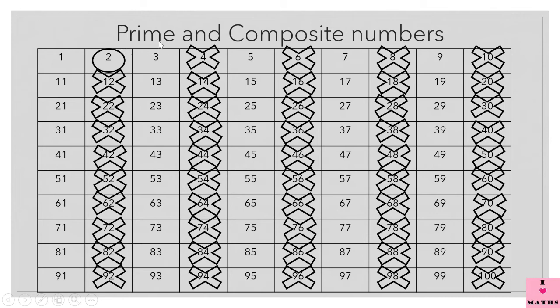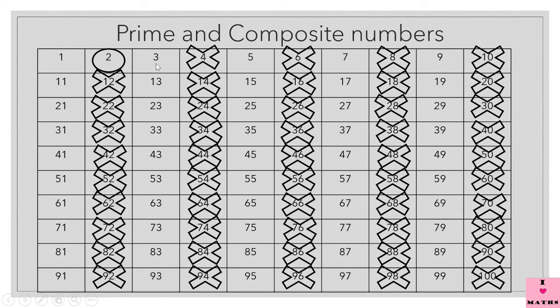We have to circle the next number and cross its multiples. So we are going to circle 3 and the multiples of 3. If they are crossed, it is good. If they are not crossed, we will cross them. So 3 2s are 6, 3 3s are 9, 3 4s are 12, 3 5s are 15, 3 6s are 18, 3 7s are 21, 3 8s are 24, and so on will be crossed.